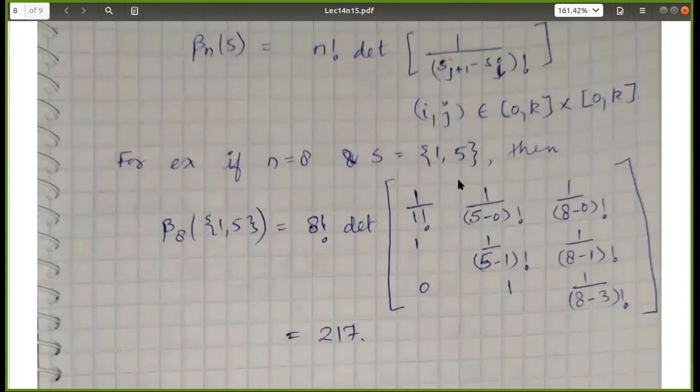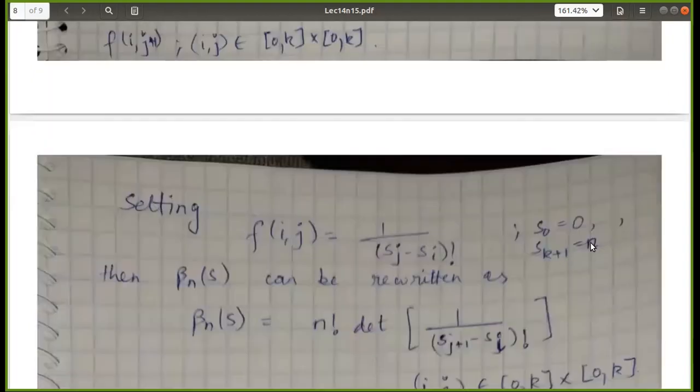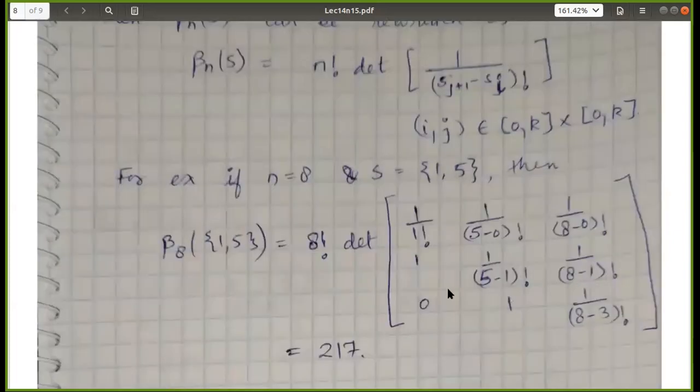This you put S2 minus the previous element. So if this is S1 and this is S2, then you put S2 minus S1 factorial. This is S3 minus S1 factorial. What is S3? S3 is actually K plus 1, so it is N. Therefore, it is 8 minus 1 factorial. This is 0. This is 1. And then when you come here, you have S3 minus S2 factorial. So it's not 3, it should have been a 5 here. I've made another mistake. So many mistakes I've made. Okay, 8 minus 3, 5 factorial and 3 factorial. Yeah, here it will make a difference.